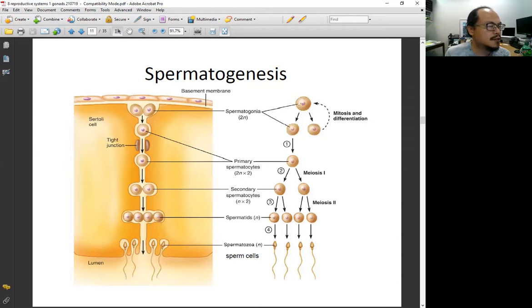These spermatogonia can be differentiated into the primary spermatocytes. And while it differentiates and becomes more oriented into the sperm cells, it also moves from the basement membrane into the lumen of the seminiferous tubule.